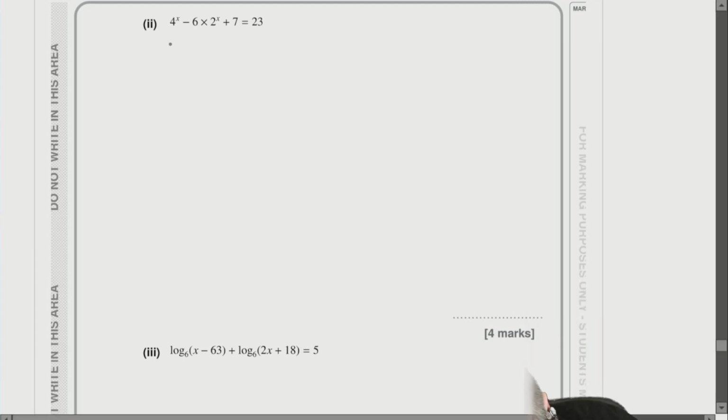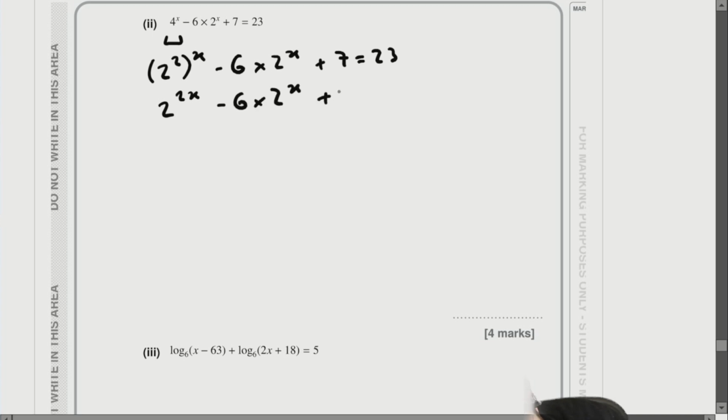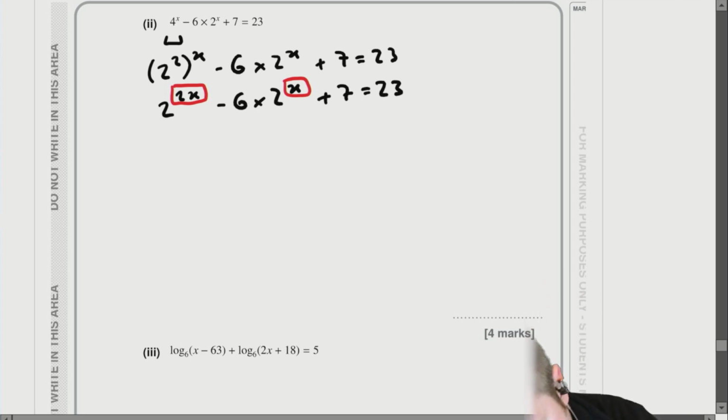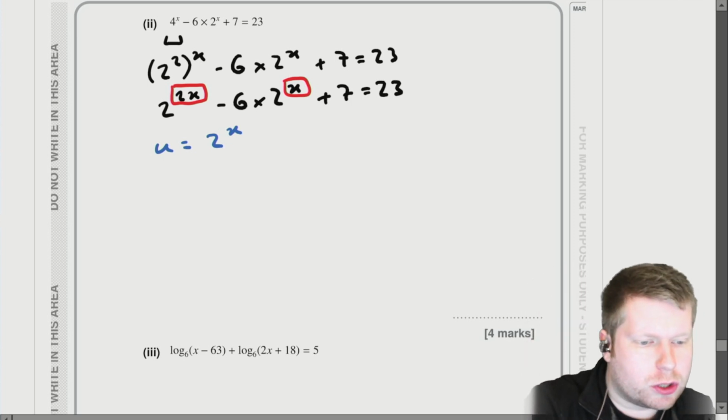So the first thing to realise is that 4 can be written as 2 squared, and that's all being raised to the power of x. Then you've got 6 times 2 to the x plus 7 equals 23. Hopefully you realise this is 2 to the power of 2x minus 6 times 2 to the x plus 7 equals 23. And then look at this: this power and this power are related, one is double the other. So here, if I say u, or whatever letter you like, is equal to 2 to the power of x, which most people did try, which is good.